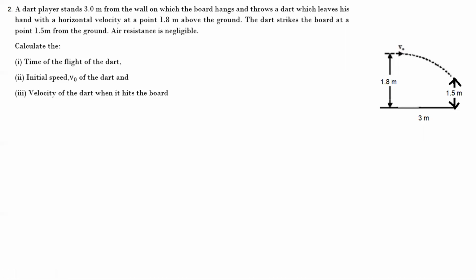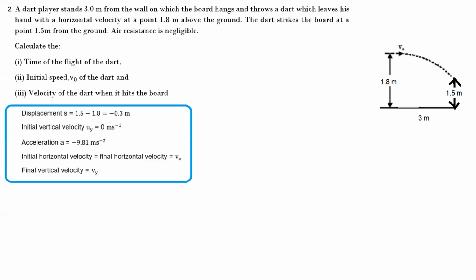So before we solve this problem, first we'll consider all the values that are required for the calculation. Let's consider the displacement. I'm considering the vertical displacement. Final height above the ground is 1.5. Initial height above the ground is 1.8. So I'm subtracting the final height from the initial height, and I get my vertical displacement to be minus 0.3 meter.